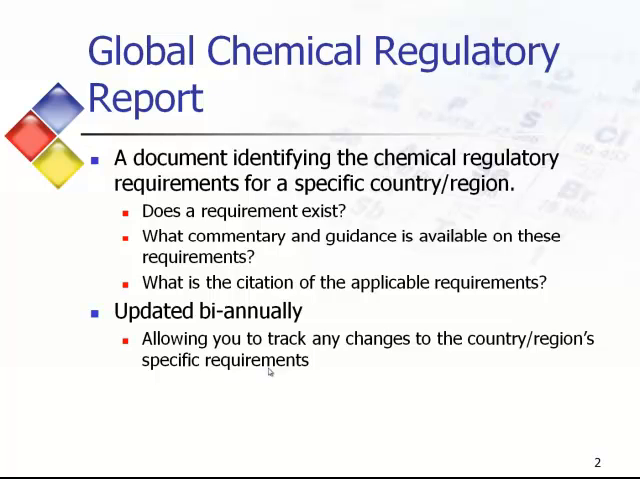The Global Chemical Regulatory Report is a new product that's being offered by ChemADVISOR. It is a document identifying the chemical regulatory requirements for a specific country or region. This document describes whether or not a requirement exists, what commentary and guidance is available to understand these requirements, and what is the direct citation of the applicable requirements. This report is updated biannually, and it allows you to track changes over time to a country or region's requirements.